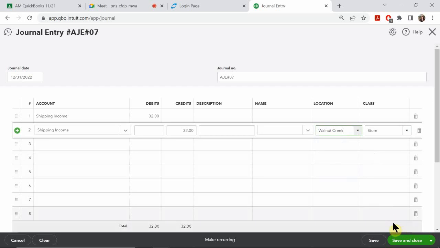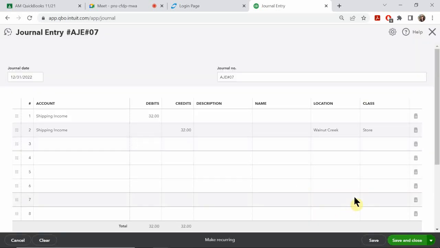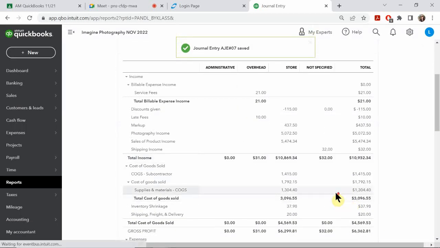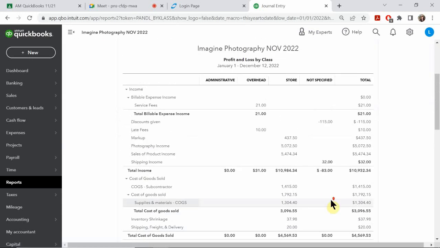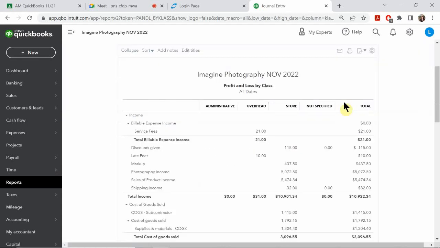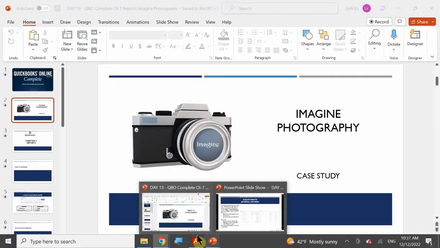Then I'm going to go ahead and click Save and Close. Yes. And if I refresh my page here, it should create that $32 into the correct spot. Let's see. Yep, $32 in the correct spot. And that's how you recategorize your transactions.